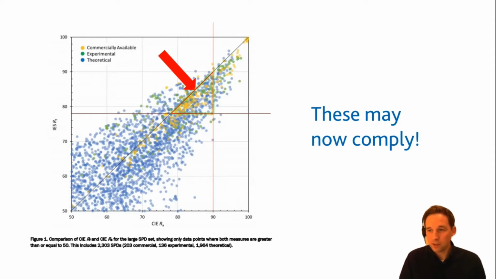Now, you'll notice that I have said these may now comply and not these will now comply, because there are other things which the LEED and WELL standard both call out for. LEED calls out for gamut index, and the WELL standard also calls out for gamut, but also the specific chroma shift within the red part of the spectrum.